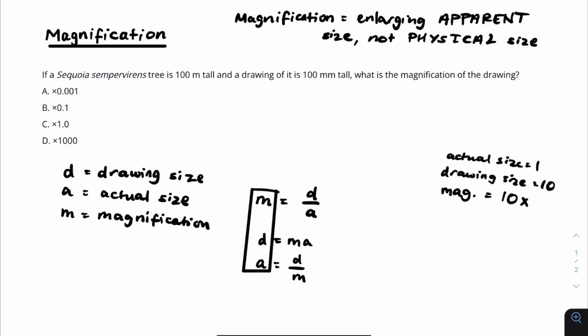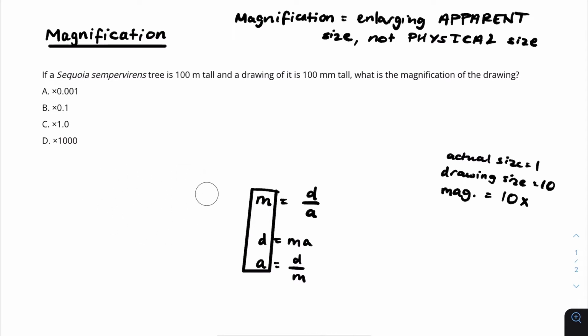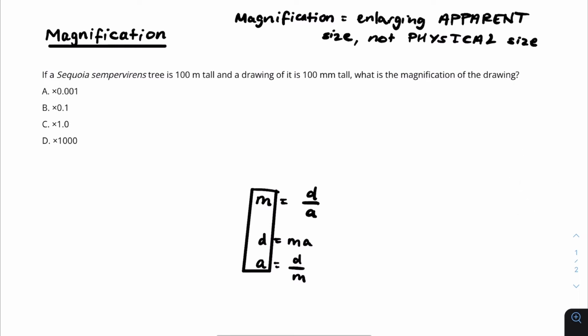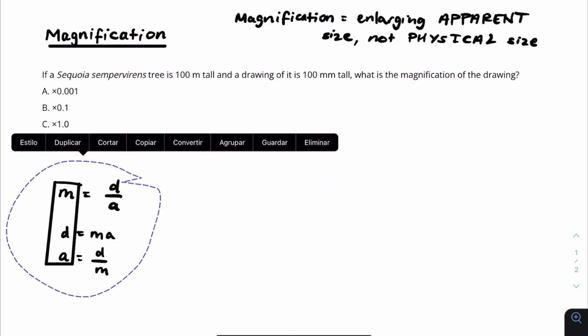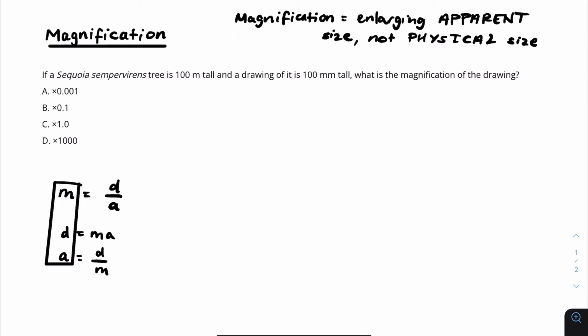So let's take a look at this question over here. Let me just move this all out of the way. I'll put this to the side. Okay, so if a Sequoia sempervirens tree is 100 m tall and a drawing of it is 100 millimeters tall, what is the magnification of the drawing? And they've given us some options. Now, first thing to do is we cannot just go and do drawing size over actual size until we've converted it to the right units.